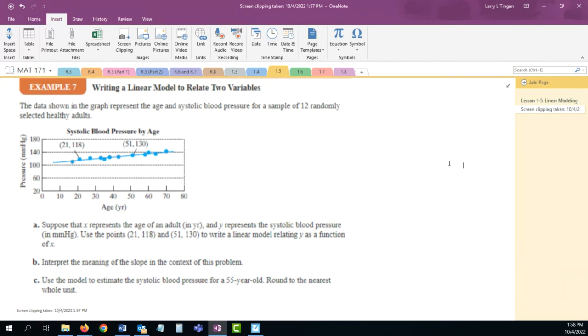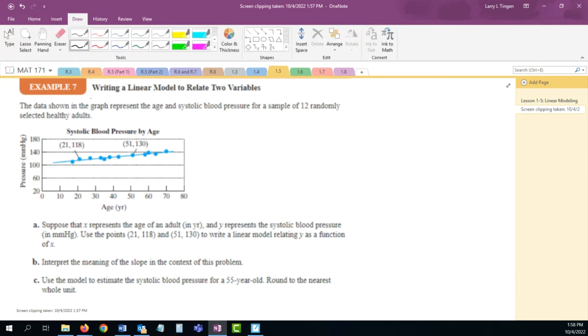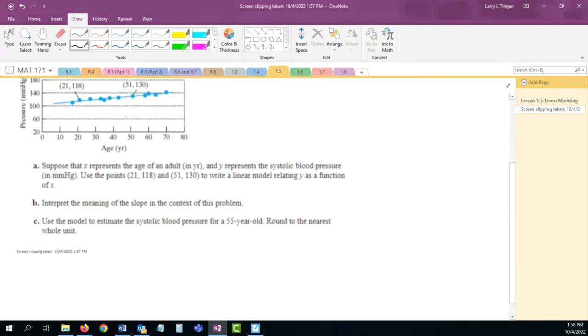I'm asked to write a linear model relating y as a function of x, interpret the meaning of that model, and then use that model to estimate the systolic blood pressure for a 55-year-old. All right, so let's first tackle the first question. It's an application problem, but we could pretend it's not, because that's really what we do. X is the age in years, Y is the systolic blood pressure in millimeters of mercury.